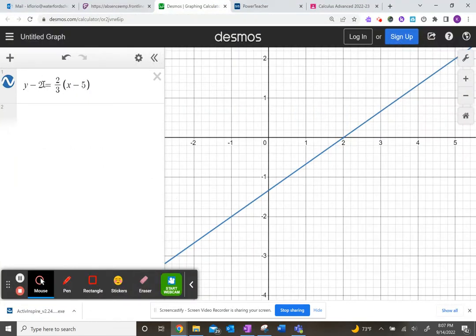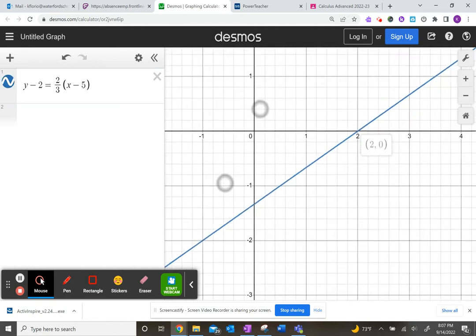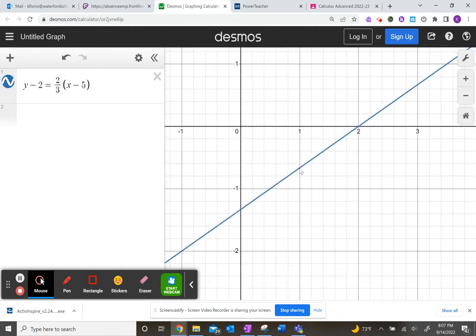So what did I want you to notice? This doesn't look like the y equals mx plus b that we're used to, but this 2/3 is in front of the x minus 5. It kind of seems like what the slope might be. So we can check that. Let's find a point on the line. So we got that point there, 2, 0. And where did the crosshairs come? Like right here.